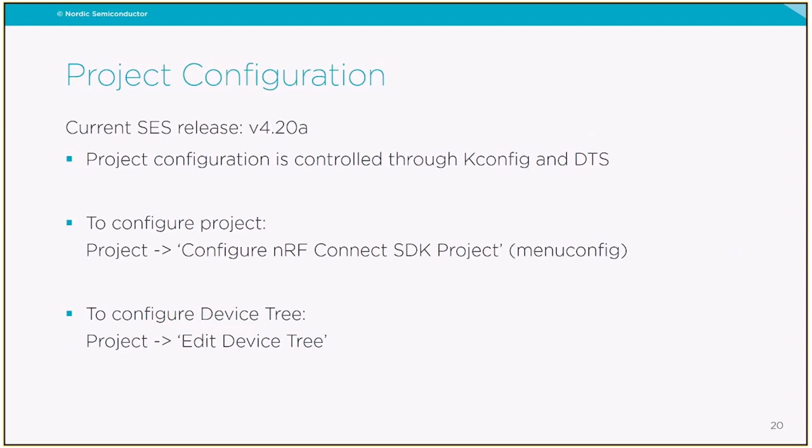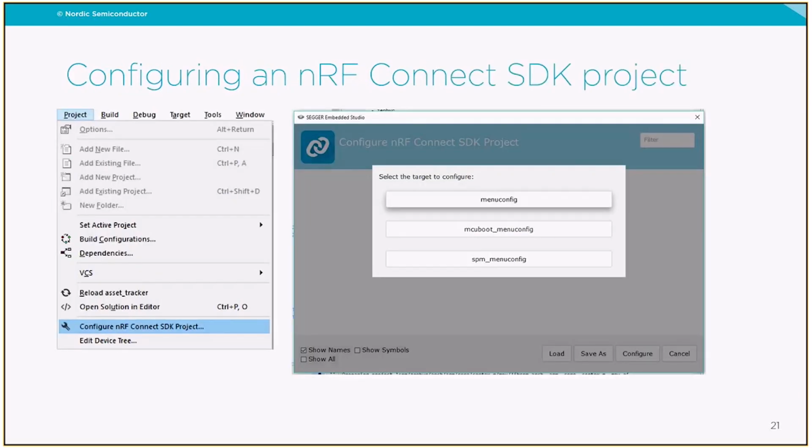So to configure a project, you go to Project, Configure nRF Connect SDK project using menuconfig, which I'll explain in the next slide. And then to configure the device you just go to Project, Edit Device Tree. So what you do is you go to Project, Configure nRF Connect SDK project, and then you can choose menuconfig, whether you want to change the menu configuration for the Secure Partition Manager on the bottom, for the MCU bootloader if you're using that, or the menuconfig of the app itself that you're running.